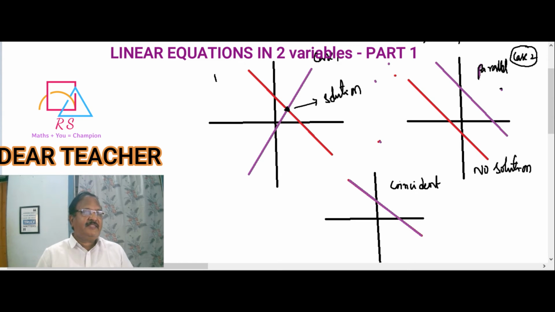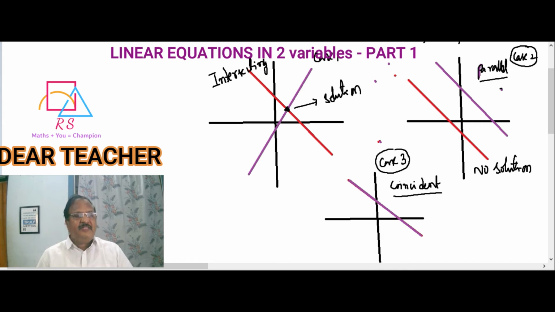So the first case is intersecting, the second case is parallel, the third case is coincident. That means both lines fall on each other. So this is case 3. Okay, so now in 3 cases, in the first case there is only one solution, in the second case there is no solution, in the third case it's again like one equation only, because they fall on each other. So in this case there are many solutions. If they fall on each other, that means there is only one equation, but in 2 forms.